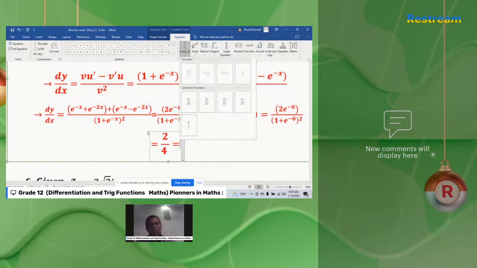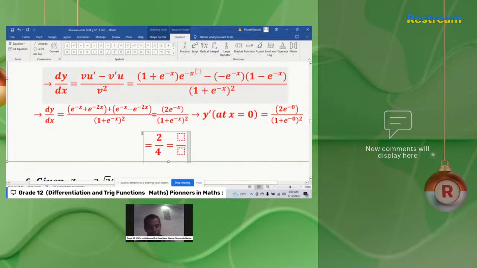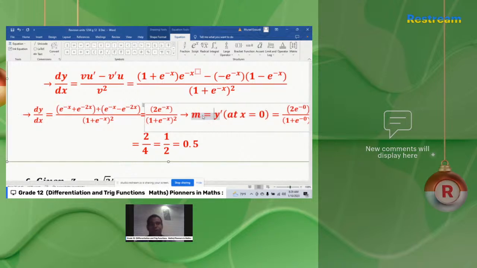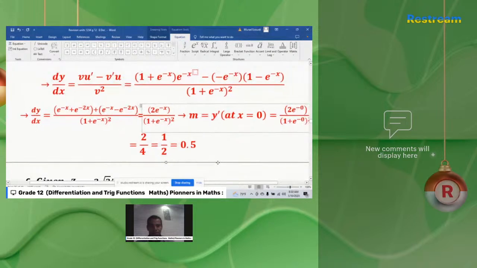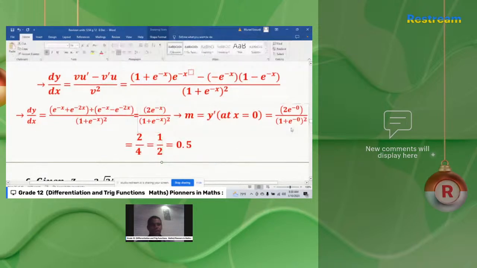1 divided by 2 or 0.5, whichever you understand, equal 0.5, or you can write it as 1 divided by 2. This is the gradient. So this is, learners, the gradient, meaning m is equal to the gradient, small m is equal to the value of y dash when x equals 0. I wish this is clear for you, learners. Now move to the next part.